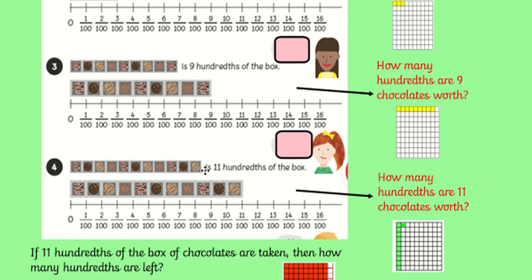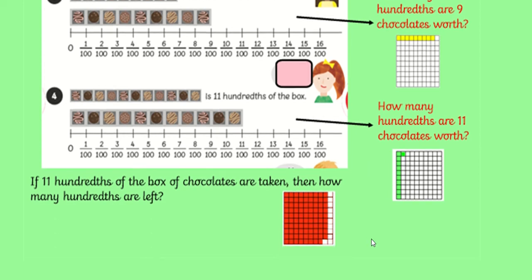Okay, and our last one, he took 11 chocolates. Okay, 11 chocolates, 11 out of 100, 11 hundredths. Got another question here. If 11 hundredths of the box of chocolates are taken, then how many hundredths are left? Okay, so we've got 11 hundredths, they've gone. How many are left? Well, we just need to do 100 take away 11. Okay, so you do that in your head. Yeah, that's right, we get 89. So 89 hundredths are left.